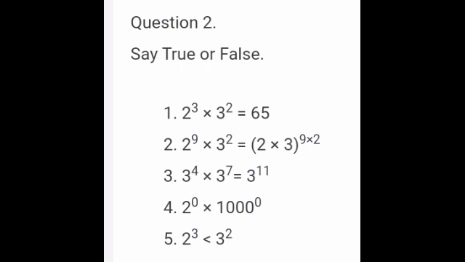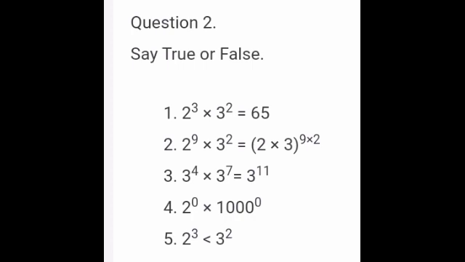Question number 2, say true or false. First question, 2 power 3 into 3 power 2. 2 power 3 is 8, 3 power 2 is 9. 8 9s are 72, but what is given? 65. First one is false. Second one, 2 power 9 into 3 power 2 equals 2 into 3 the whole power 9 into 2. In this question, the base is different and the powers are also different numbers. So, the statement is false.